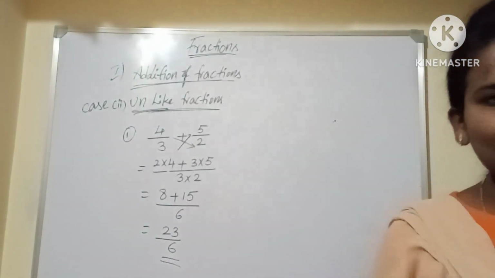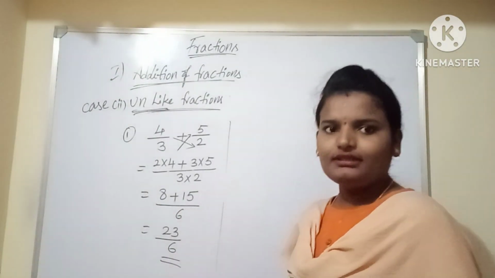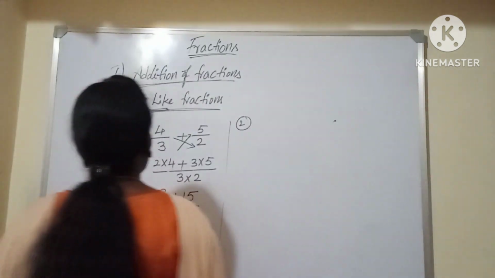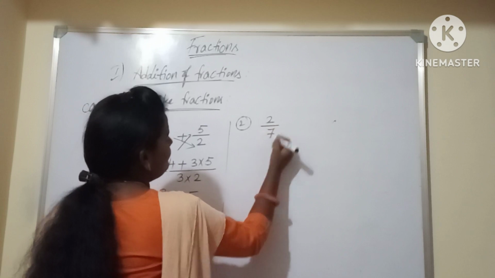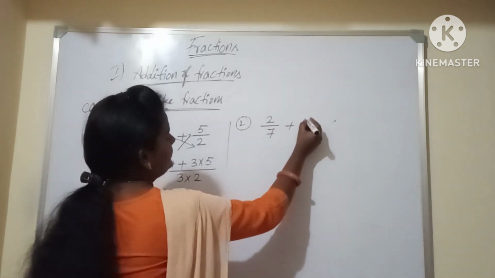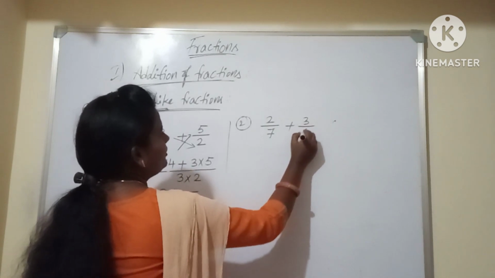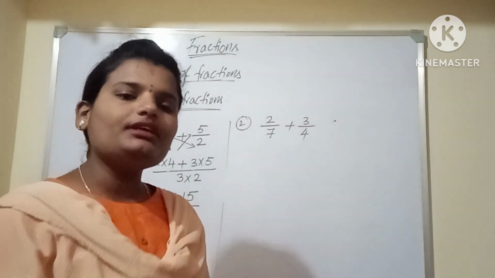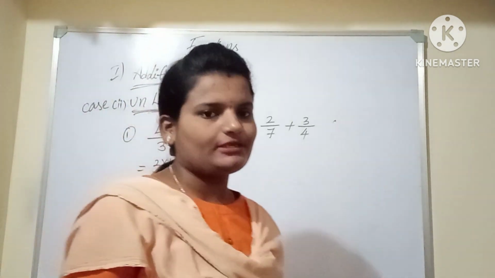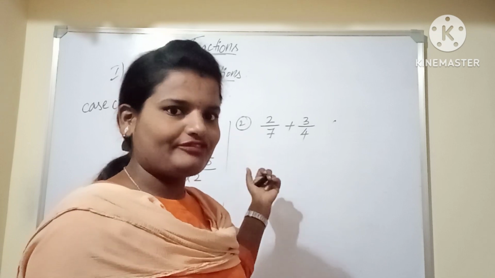Now we will take another example. 2 by 7 plus 3 by 4. If you observe here also, the denominators are not the same. So which kind of fractions are these? Those are unlike fractions.